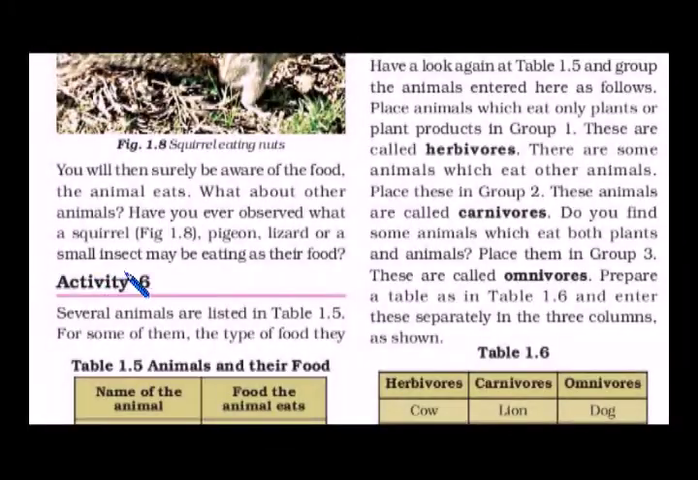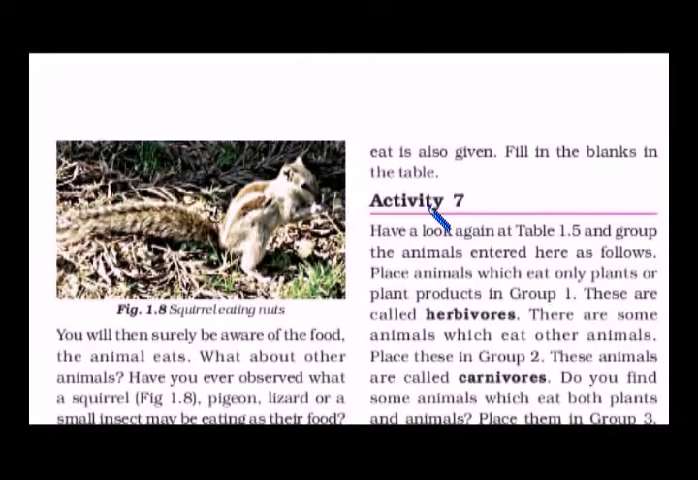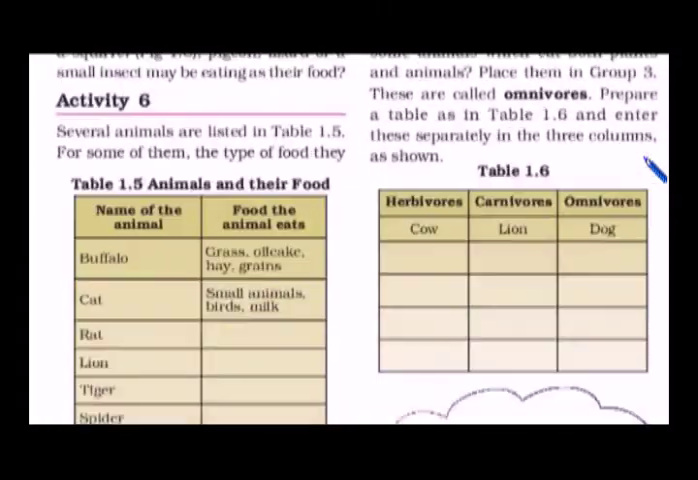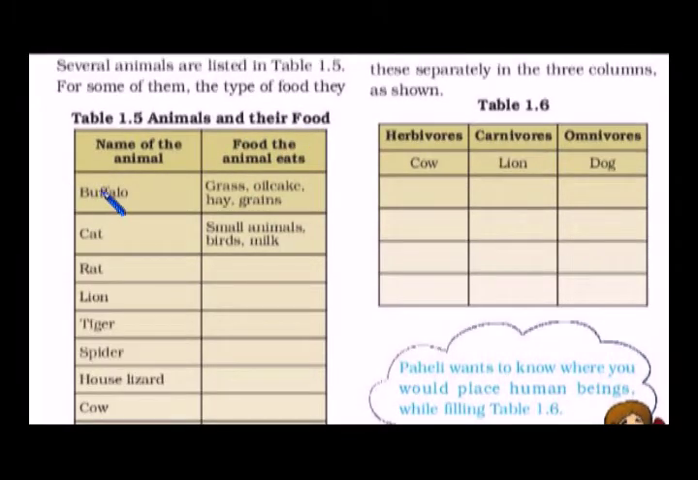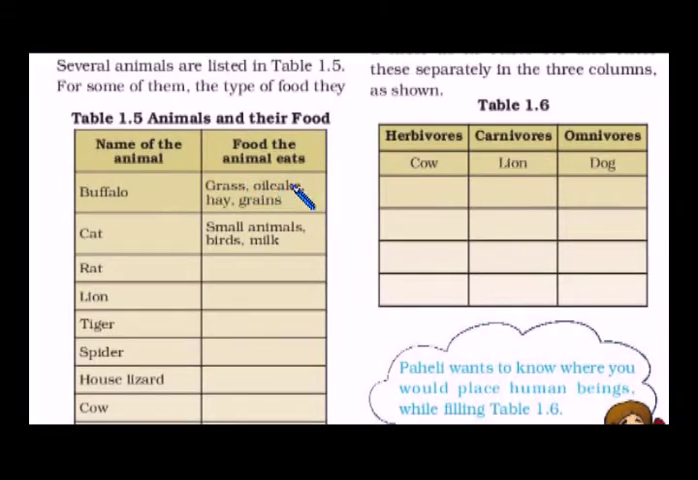Activity 6. Several animals are listed in table 1.5 here. For some of them, the type of food they eat is also given. Fill in the blanks in the table. Children, observe this table: animals and their food, the name of the animal and the food that animal eats. Example is buffalo. Buffalo eats grass, oil cake, hay, grain. Cat eats small animals, birds, and it drinks milk.